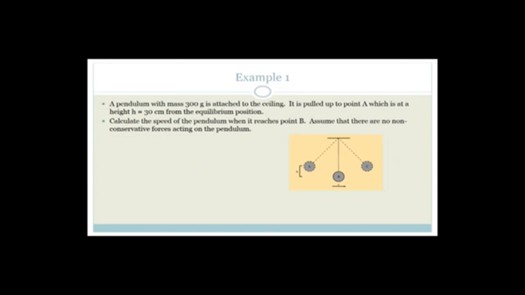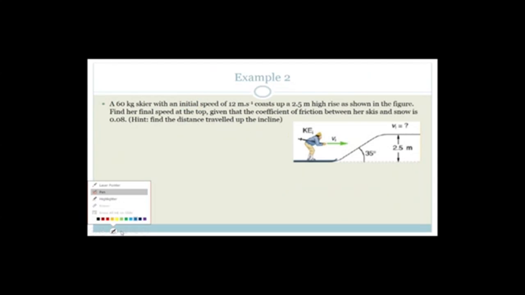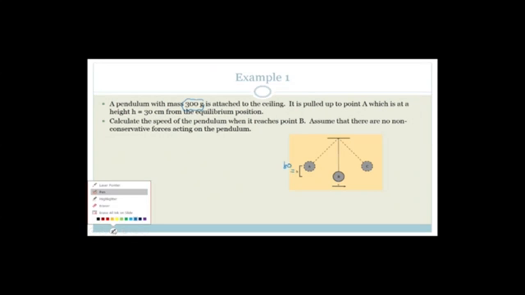Okay, so it says a pendulum, here we go, here's a pendulum, has a mass of 300 grams, is attached to a ceiling, and is pulled up to point A, which is a height of 30 centimeters. And it says, calculate the speed of the pendulum when it reaches B. Assume that there are no non-conservative forces acting on the pendulum. In other words, assume that friction is effectively zero.